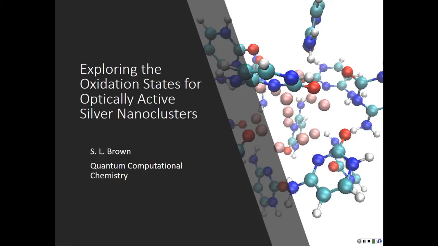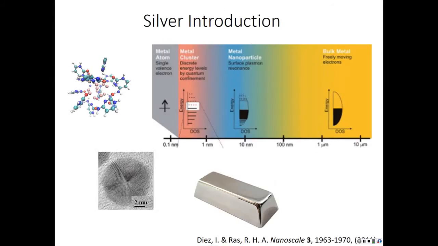As you mentioned, I'll be exploring the oxidation states for optically active silver nanoclusters. So to begin with, I'm just going to describe silver at different length scales. Here you can see we have silver in the bulk, just a silver metal block. And then this is a TEM image of a silver nanoparticle that's about 6 nanometers in diameter. And then here's the model that we'll be working with later, a silver nanocluster that's only 13 atoms total. And then here's the representative density of states for each one of these models.